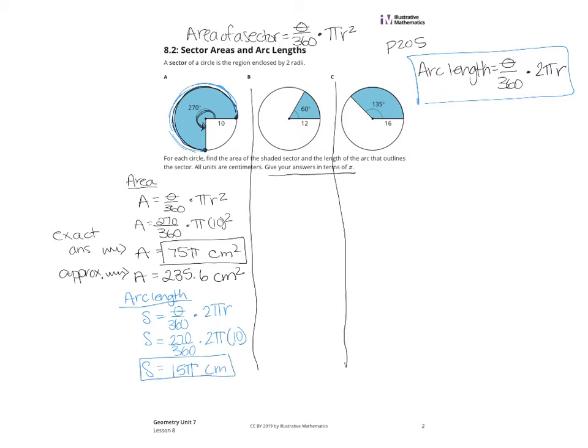Again, this is an exact answer in terms of pi. And sometimes we want our answers in terms of pi. Other times we want the decimal answer. So let's go ahead and find that. 15 times pi would be approximately 47.1 centimeters.